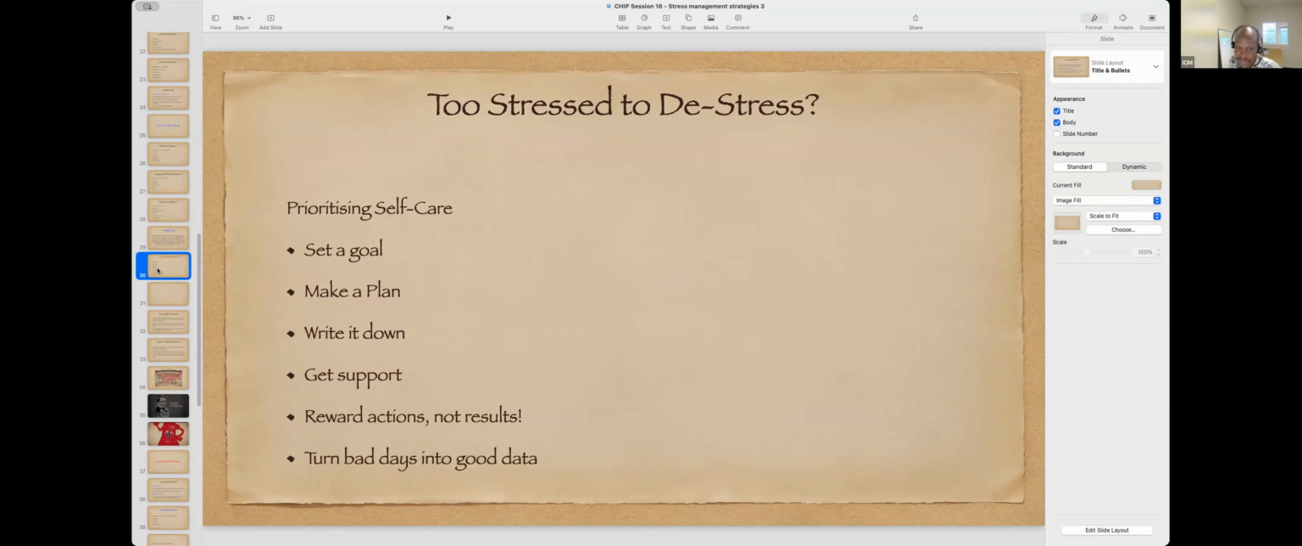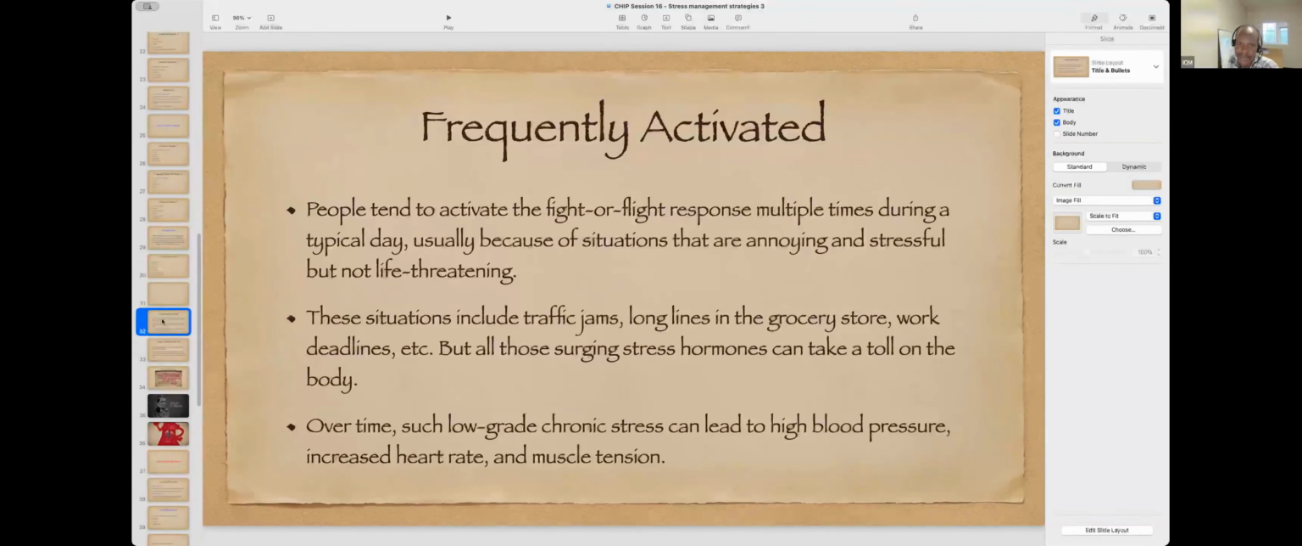Then we can also deliberately choose to turn bad days into good days. Now, people tend to activate the fight or flight response multiple times during a typical day, usually because of situations that are annoying and stressful, although they may not be life-threatening. And so little irritations or little irritants can cause cortisol to be produced on an ongoing basis during the day. So how we deal with this, how we hold it in check, determines how we fare.